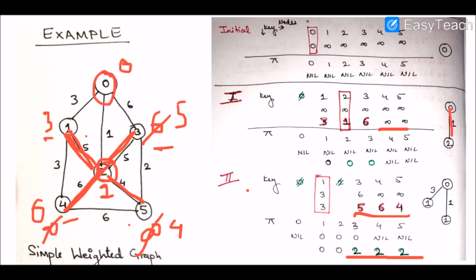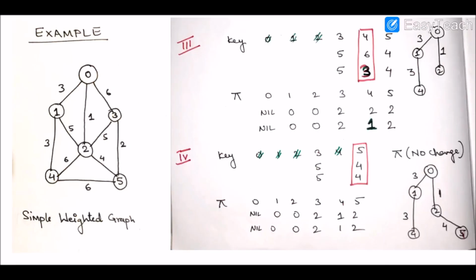And how are we going to construct the tree? See, 2 is included. Now 2 has edges connecting to 1 and also to 3. So which edge are we going to consider? Obviously the pi value will show us. When we extracted 2, the pi value of 2 is 0. That means the edge connecting 2 and 0 will be included in the spanning tree, right? Now moving further, see here. What are the values right now? This is 0.